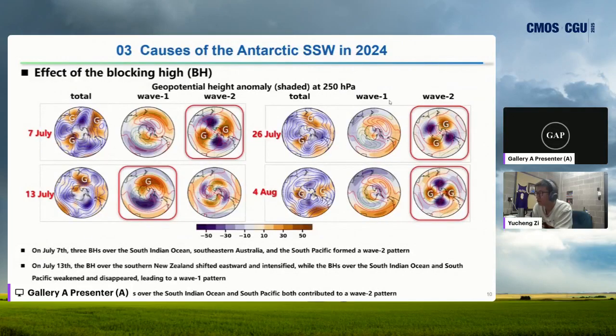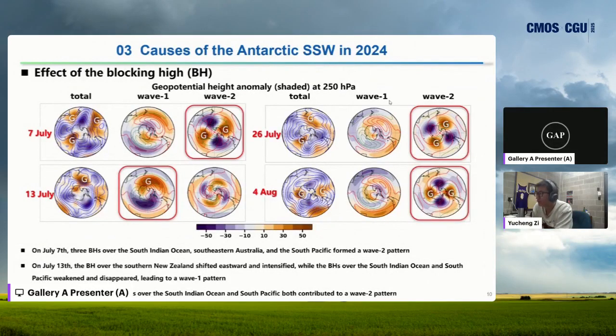Before the July SSW event, on July 7th, three blocking highs over the South Indian Ocean, Southeastern Australia, and the South Pacific formed a wave 2 pattern. And on July 13th, the blocking high near South New Zealand shifted eastward and intensified, leading to a wave 1 pattern, and wave 2 was too weak.